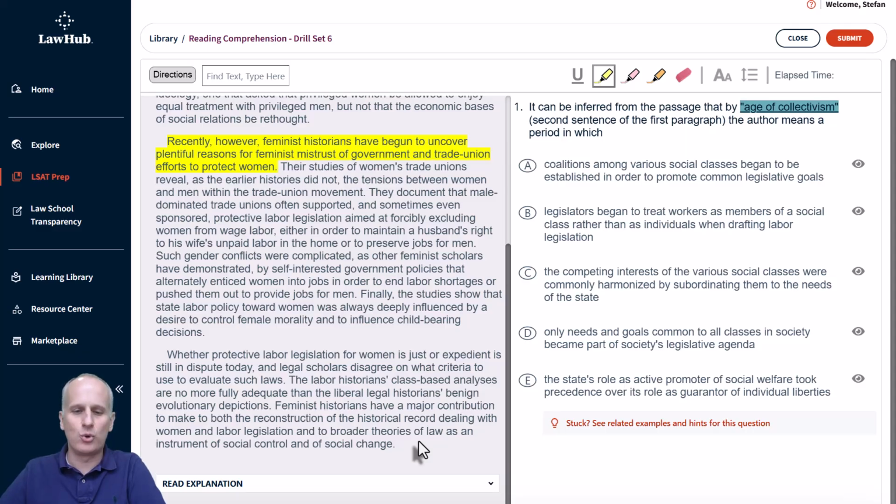The labor historians' class-based analyses are no more fully adequate than the liberal legal historians' benign evolutionary depictions. Feminist historians have a major contribution to make to both the reconstruction of the historical record dealing with women and labor legislation and to broader theories of law as an instrument of social control and of social change.